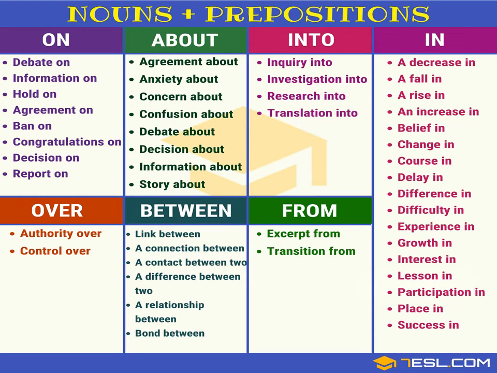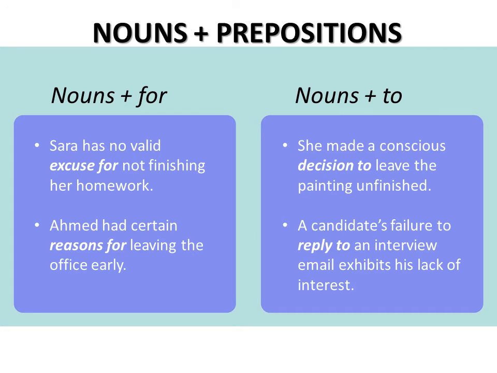This is a list which has some examples of nouns plus prepositions. I will specifically discuss nouns plus for and nouns plus to. Now, any noun and for are used together to show a purpose or function in connection with something or somebody. For example, in the first box, you can see the examples. Sarah has no valid excuse for not finishing her homework. Ahmad had certain reasons for leaving the office early.